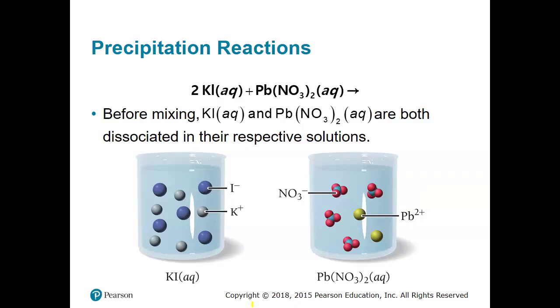If I were to look at each of those solutions from a molecular standpoint, what I would notice is that since potassium iodide is soluble in water, when ionic compounds dissolve in water, they break apart into their individual ions. So I end up having iodide ions and potassium ions, and they're all just floating around in this water. And the same is true for the lead-2 nitrate. I've got lead ions and nitrate ions, and they're all just floating around in the water.